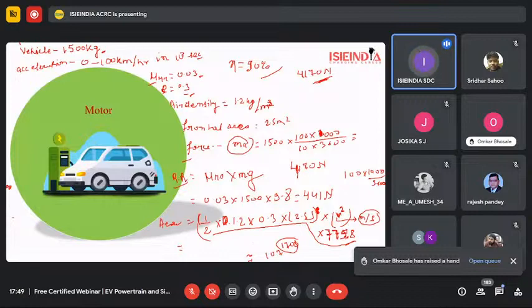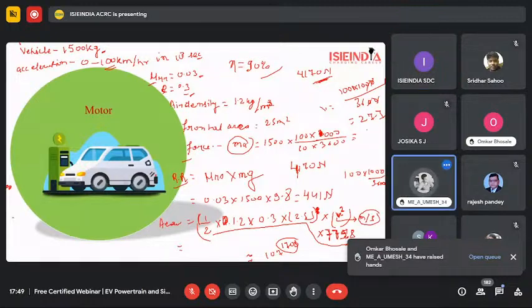What have you done for V? Simply V. Here the V is 100 km per hour, but I want this in meter per second. So 100 will be this much, in meter per second. So simply do this calculation. I think it will be about 27.7. And this V will be V square. So 27.7 square, what is it? Can anyone tell me?